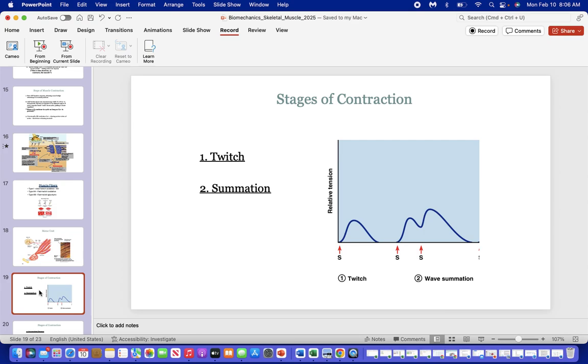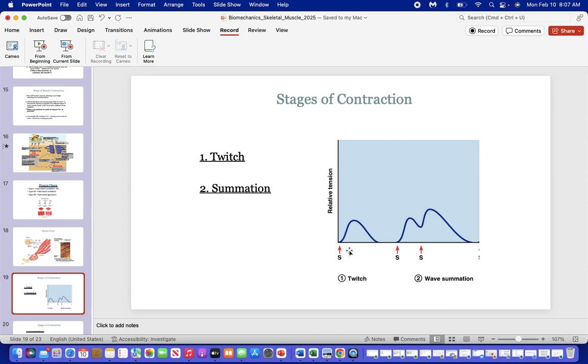The stages of contraction, also known as the phases of contraction, are twitch, summation, and tetanus. A twitch, which you can see here, is a single contraction of a muscle fiber, while summation and tetanus involve multiple contractions. A twitch is the contraction and relaxation of a muscle fiber after a single stimulation. A single action potential from a motor neuron will produce a single contraction in muscle fibers of its motor unit.